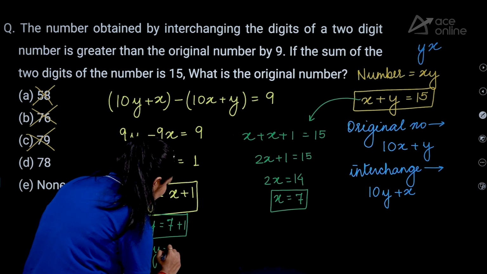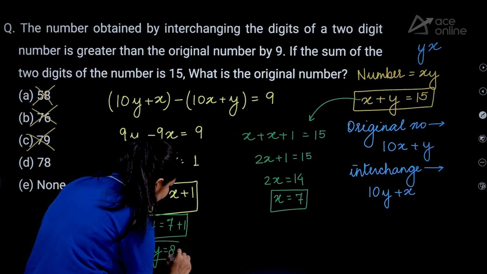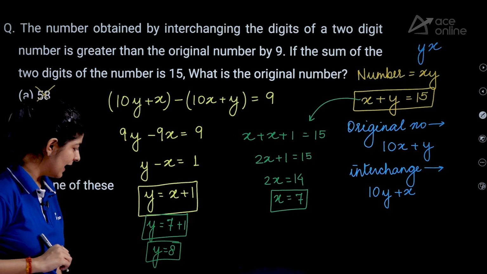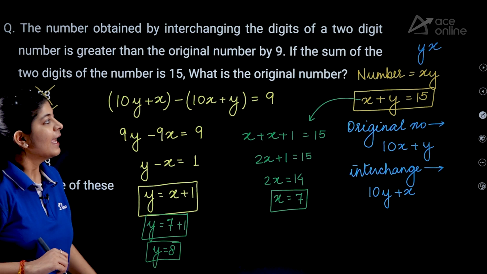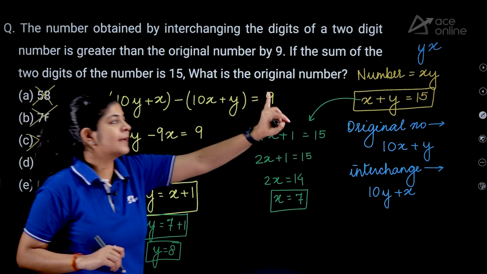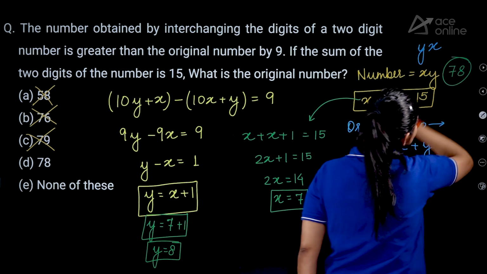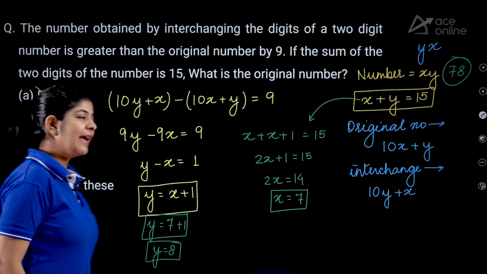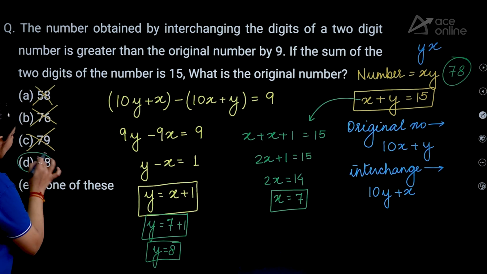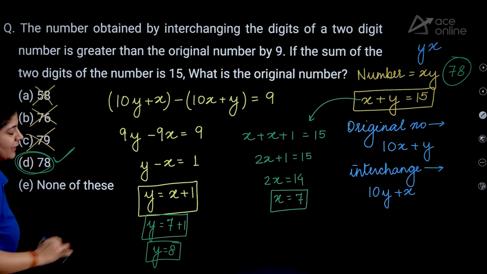The value of y that I am getting over here is 8. And when I want to create my number, I just simply put the value over here, and the answer that I am getting is 78. That means option number D is the correct one.